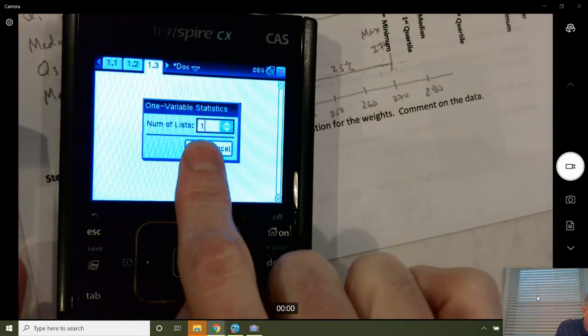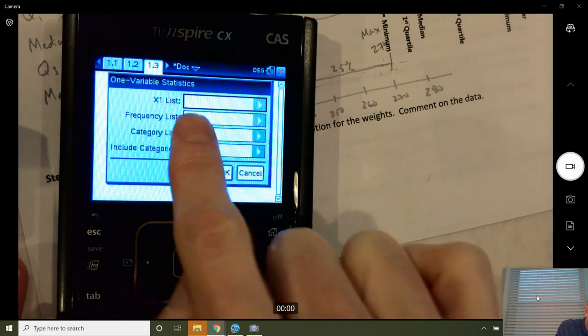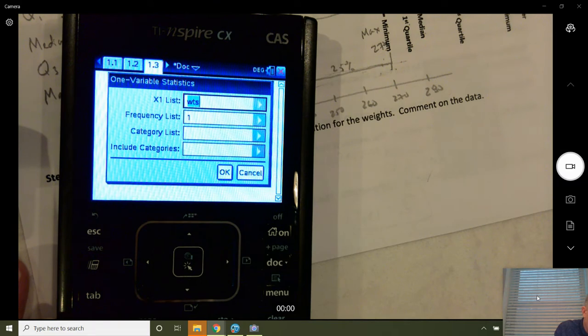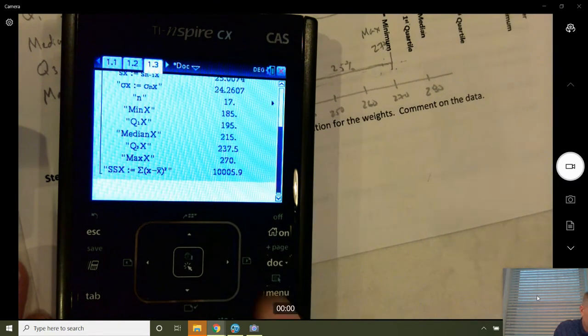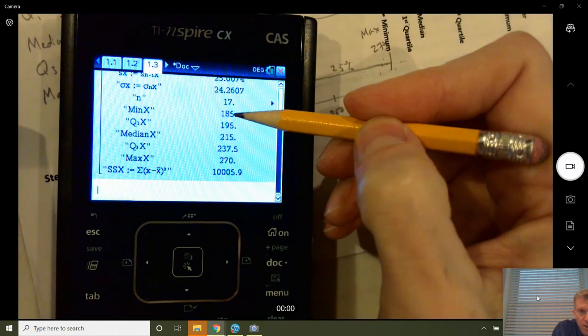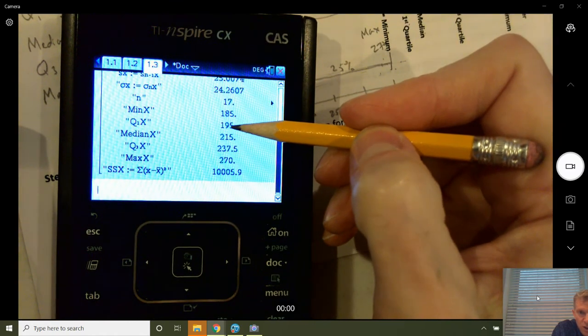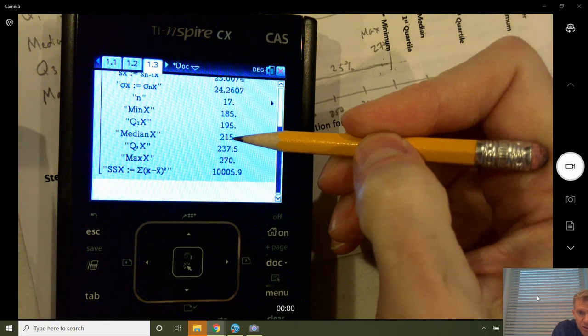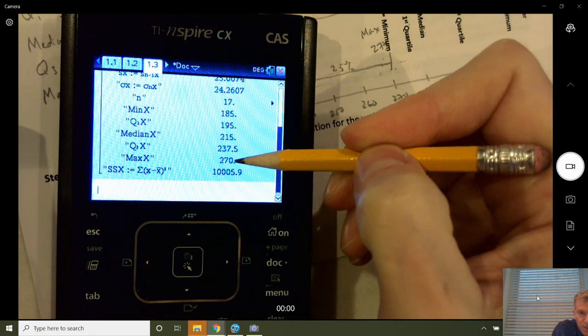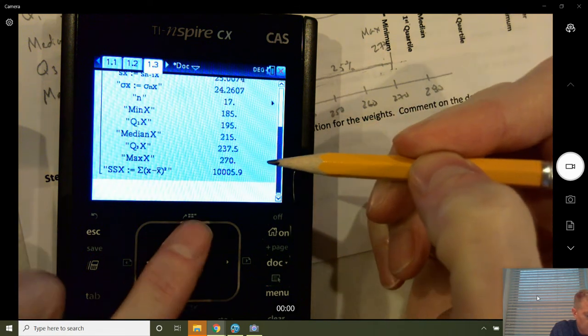Just hit enter. I only have one list. And then my list, I have to arrow to the right, make sure I'm pointing to the list that I want. Hit enter, and it gives me a whole bunch of stuff. Here we can verify our 5-number summary, our min 185, the Q1 195, the median 215, the Q3 237.5, and the max 270.